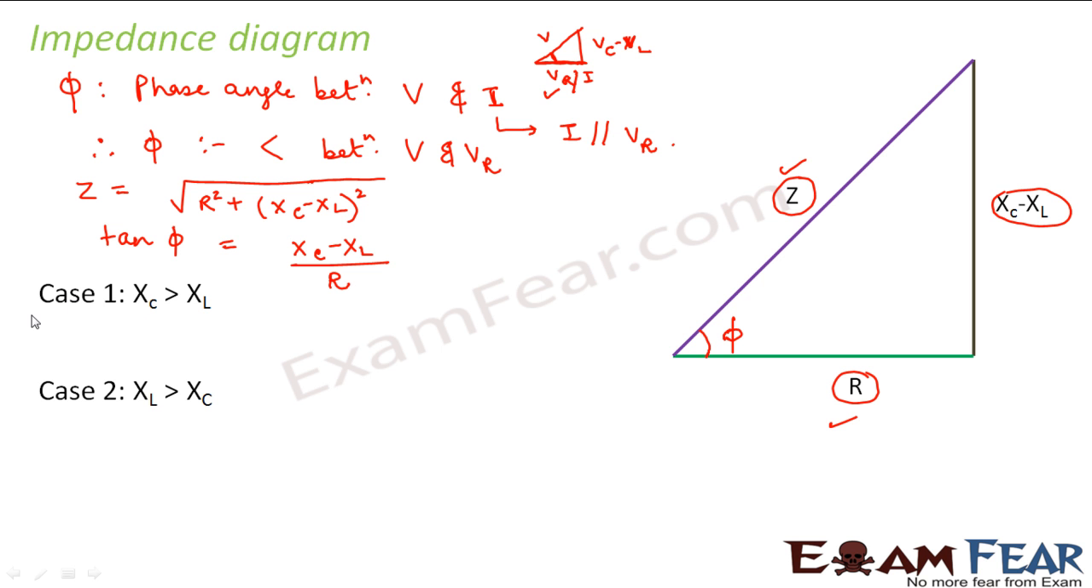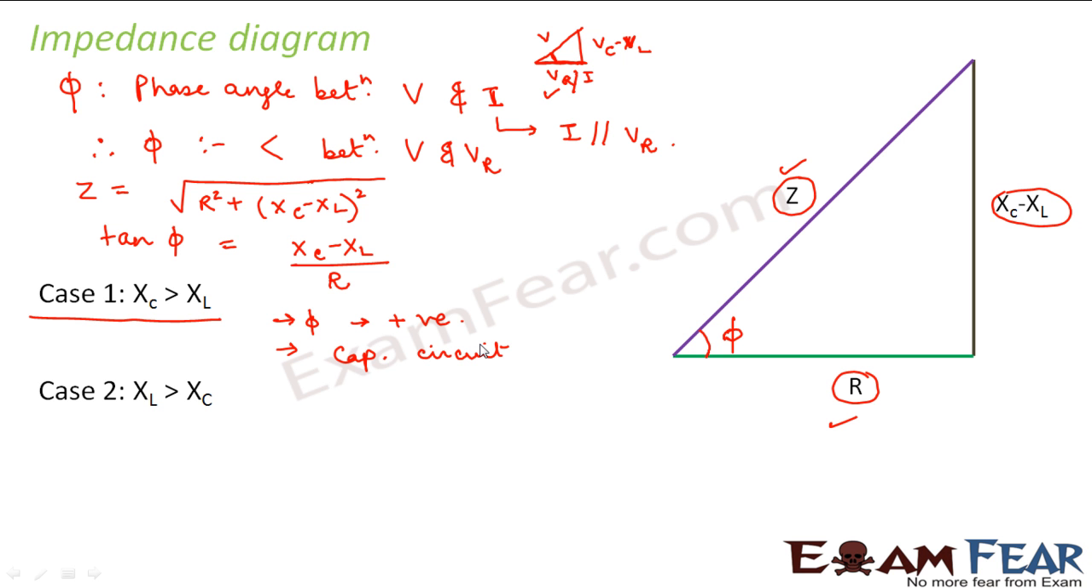Now let us consider the following cases. First case is when XC is greater than XL. That means your capacitive reactance is much greater than your inductive reactance. In that case, XC minus XL will be positive, because XC is greater than XL. That means your phi will be positive. The circuit will be predominantly a capacitive circuit.